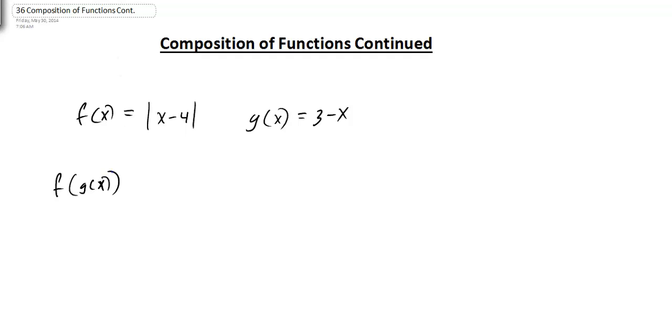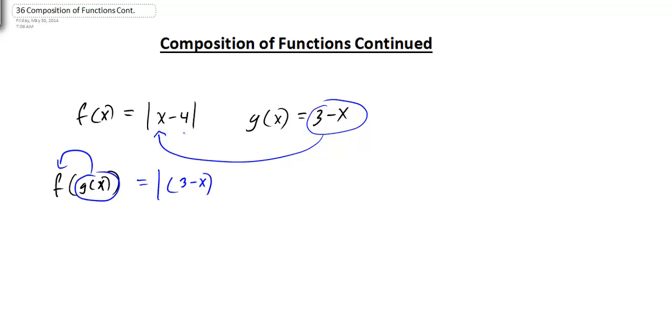So that means we want to take the inside function here, which is g of x, and substitute that into function f. So that means we're going to take the 3 minus x and substitute that over here everywhere there's an x. So we would end up with the absolute value of x, but in the place of x we have 3 minus x minus 4. And then all we have to do is simplify. So there we would have 3 minus x minus 4, and 3 minus 4, we would have a negative 1. So therefore, we would end up with negative x minus 1.